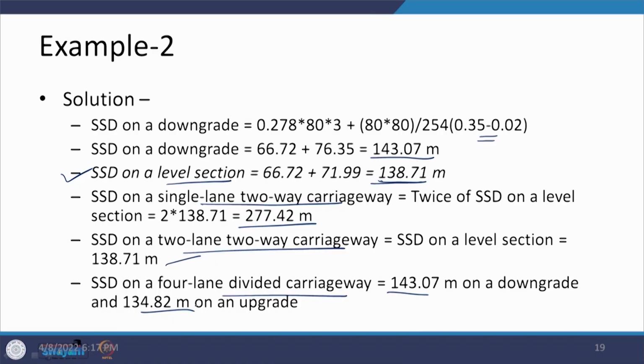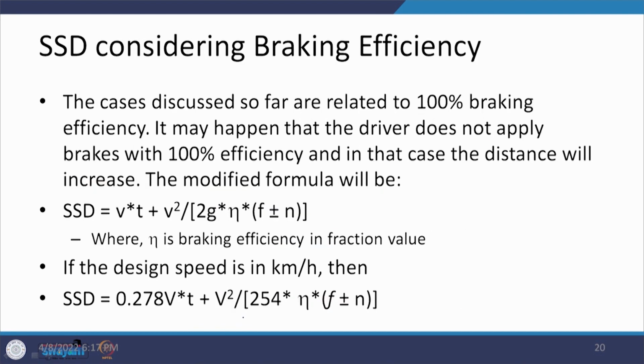When you are talking about a two lane two-way carriageway, whatever the values are in a particular direction, we can utilize that. But in the case of a four lane divided one, we are considering it separately, and therefore, for a downward and upward condition we have to specify it separately, and this is specified here as 143 and 134 meters, and you can round it also. So, we can say finally that it can be 145 meters and this is 135 meters which needs to be provided.